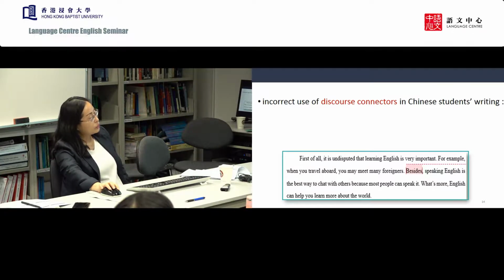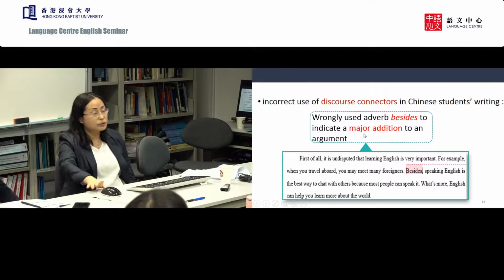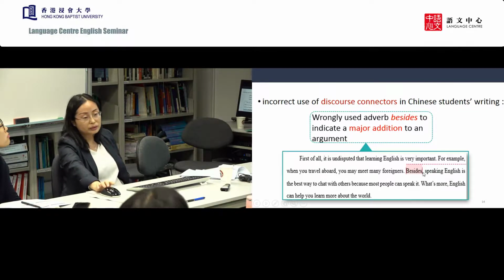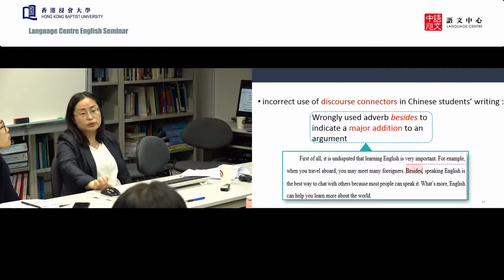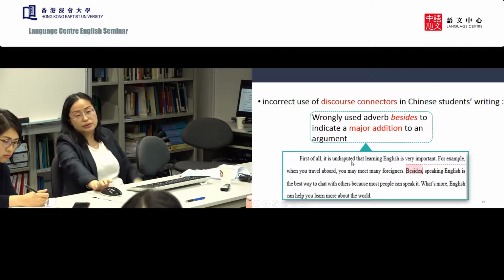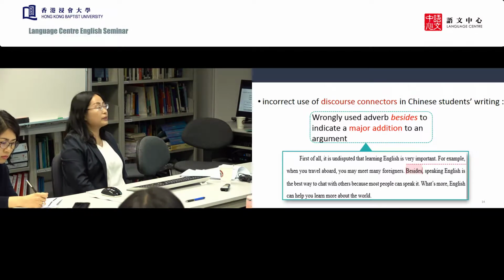You can't do this. So they wrongly use the adverb besides to indicate a major addition to an argument. In this case, this is a major addition, not a minor addition. Besides is used only when we introduce some less important information. But this one just follows the topic sentence, so it should be a major addition, not a minor addition.